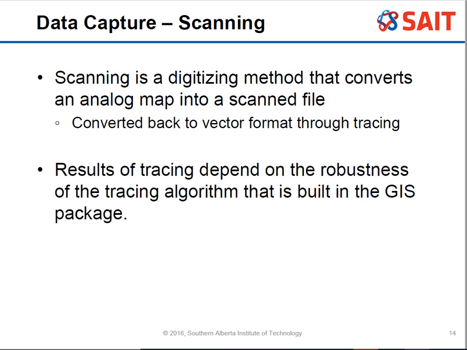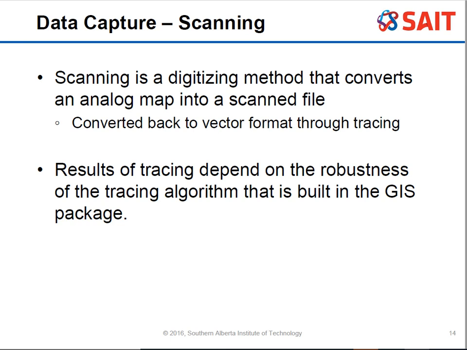Another type of data capture is scanning. You can take an analog map and scan it into a file, and it becomes a vector format through tracing if you have the software. Otherwise, it might be saved as a JPEG or a TIFF or a PDF. Well, PDFs are technically vectors, but it could also be saved as a vector like SVG, something like that. There are tracing algorithms within GIS packages. The accuracy of that depends on what you're scanning, and it depends on the algorithm.